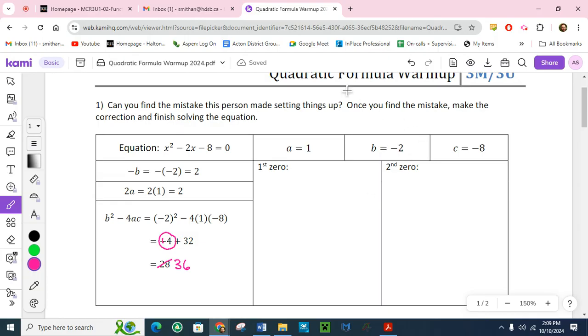You already solved it with 28? No, I said once you find the mistake, make the correction. Did you read the instructions? Wait, you don't have to answer that. And finish solving the equation. So now we've found the mistake. Thank you, Summer. We've made the correction. Finish solving the equation.